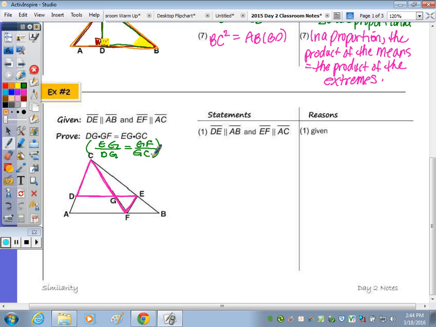So I'm looking for angle. Given that DE, this line, is parallel to AB, and given that EF is parallel to AC, who can tell me step number two? I need a pair of congruent angles. Yeah, Maddie? So the vertical angles, angle 1 and 2. Angle 1 is congruent to angle 2 because all vertical angles are congruent.